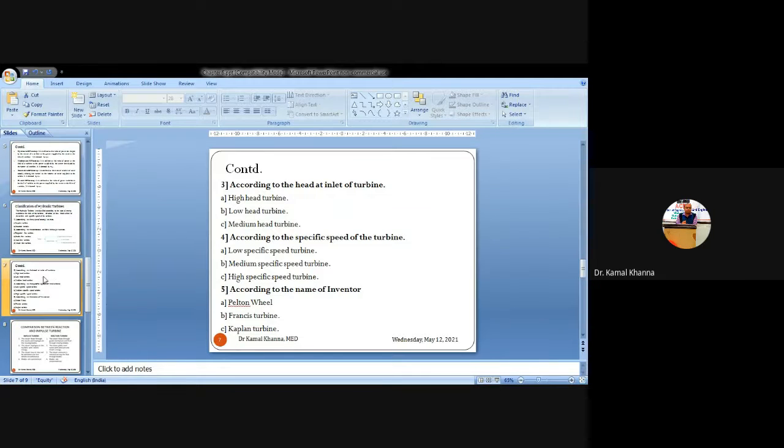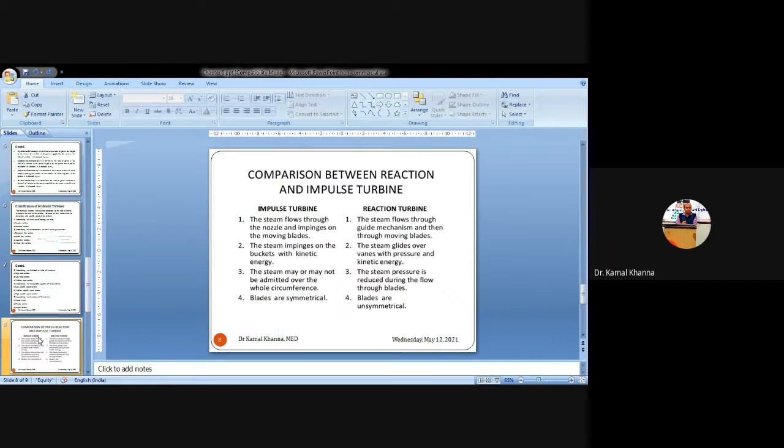You can also classify the turbine on the basis of the specific speed. That is, if the speed of the turbine is low, medium, or high, then we call it a low specific speed, medium specific speed, and high specific speed turbine respectively. Next is the comparison between the reaction turbine and the impulse turbine.